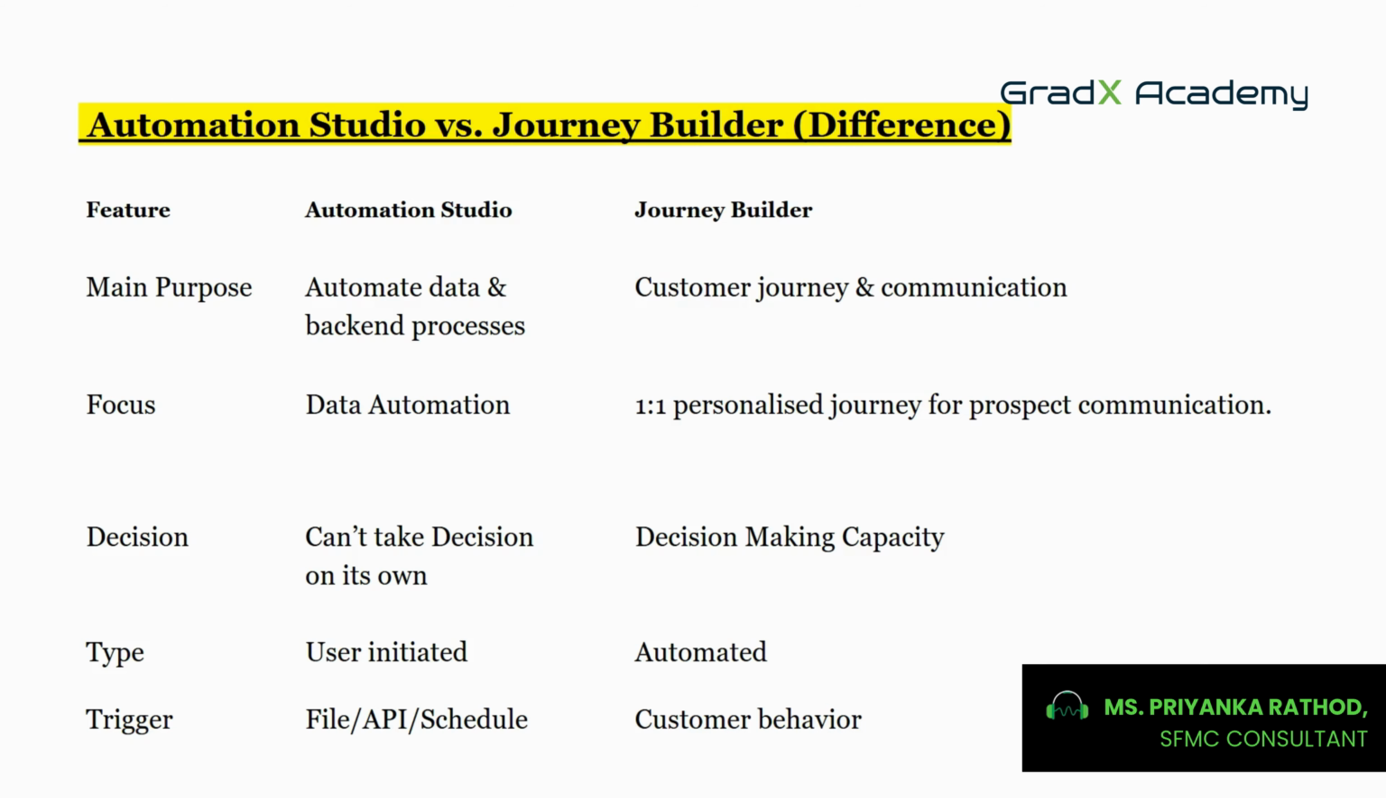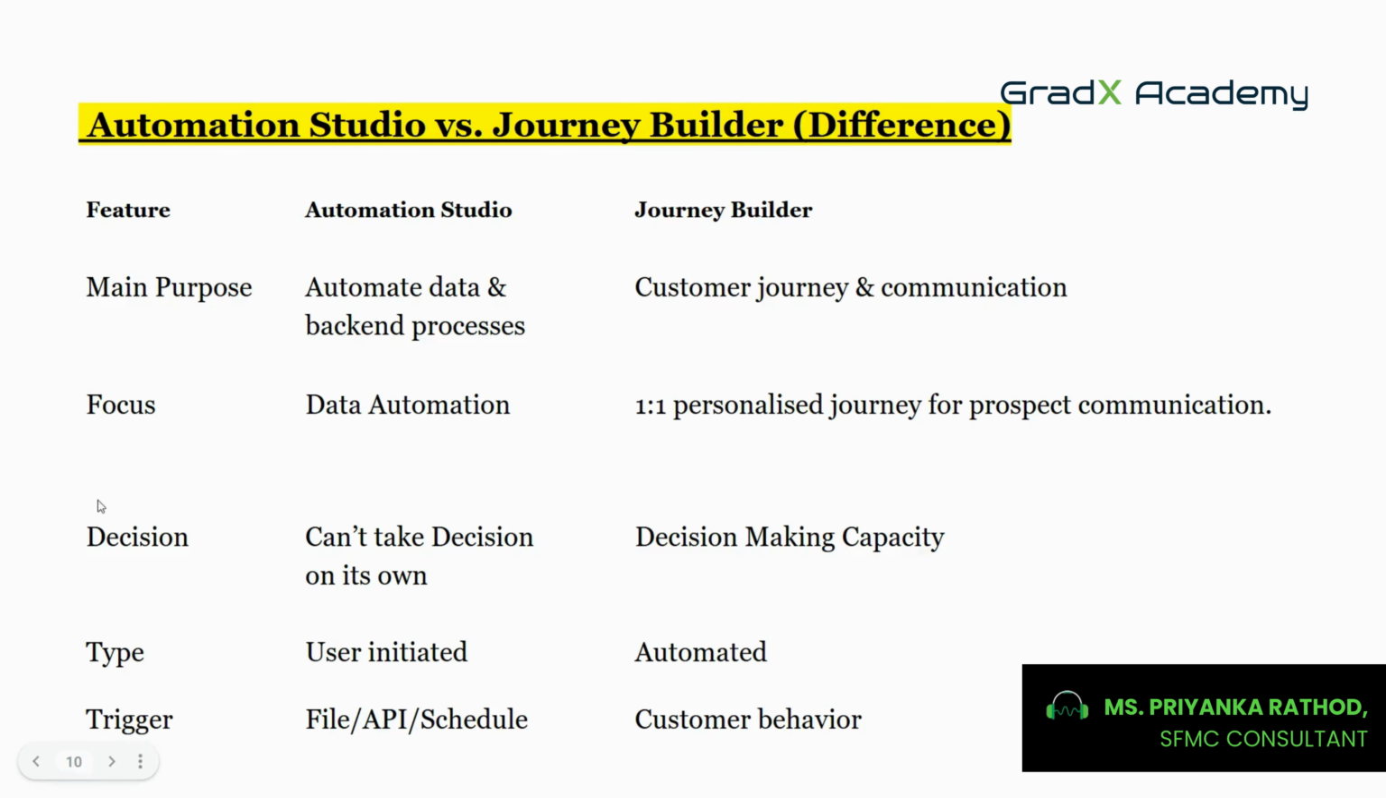But can we take decisions through Automation Studio? No. Automation Studio does not have the capability to decide what next step we should take in order to communicate with the subscriber. That is not possible in Automation Studio, but that feature is there with Journey Builder. The main purpose of Automation Studio is to automate data and backend processes. What does Journey Builder do? It decides the customer journey and a series of communication.